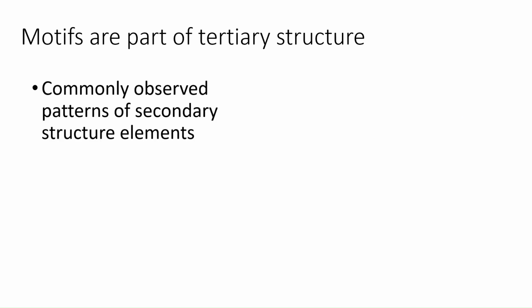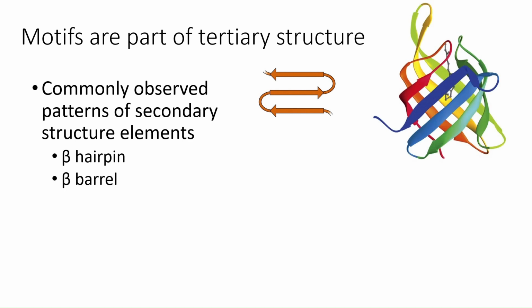Another component of tertiary structure are motifs. So motifs are commonly observed patterns of secondary structure elements. And let's go into a few more examples of those. So one common motif is called the beta hairpin, and this is just an anti-parallel beta sheet that's connected by a bunch of small loops. And so we'll call that a beta hairpin. It's a number of beta sheets and beta loops, or a beta sheet with a bunch of loops.